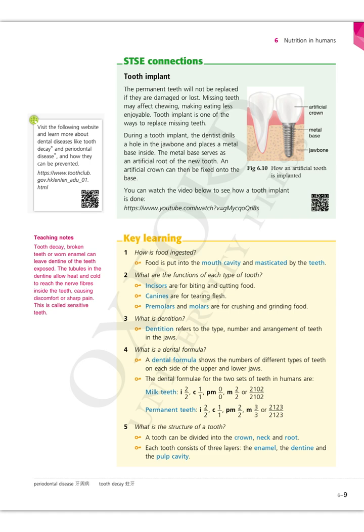Here you can see some connection to science and society. This is the tooth implants. If a permanent tooth is lost, a tooth implant can replace it. A dentist inserts a metal base into the jawbone, and an artificial crown is attached to the top. This restores both function and appearance of the tooth.